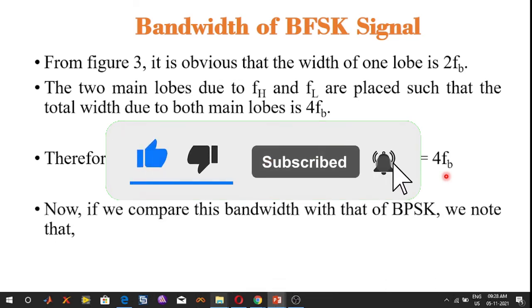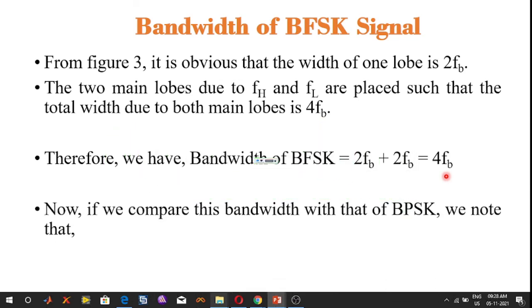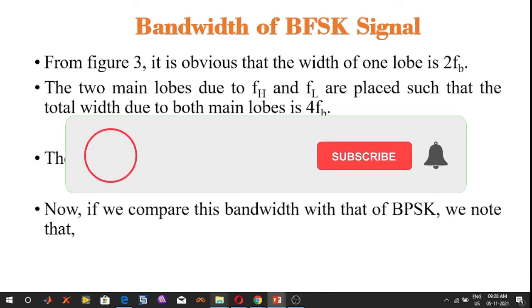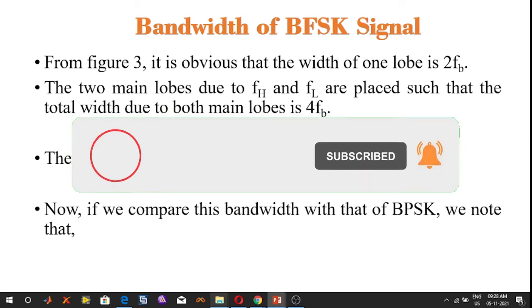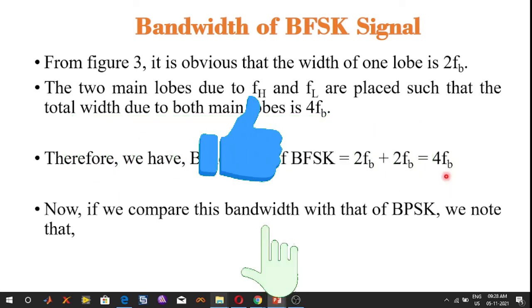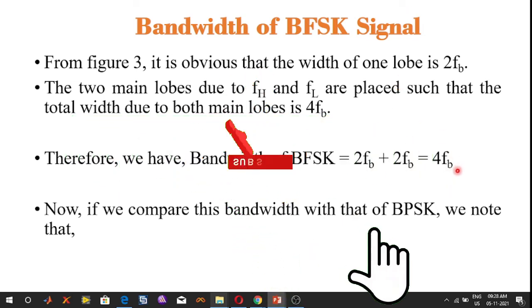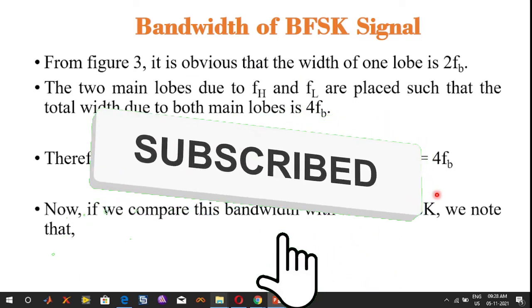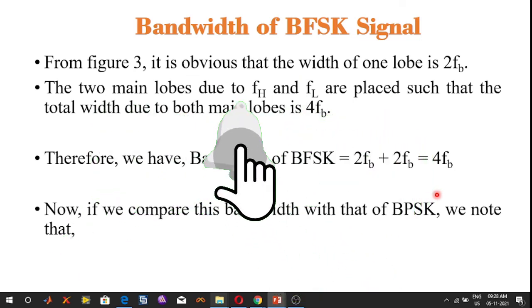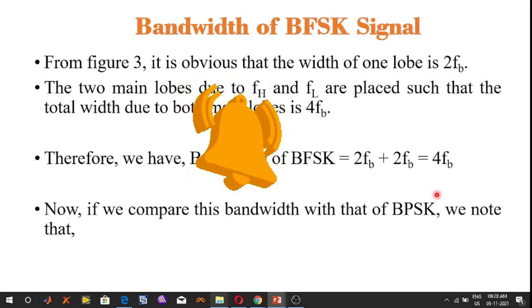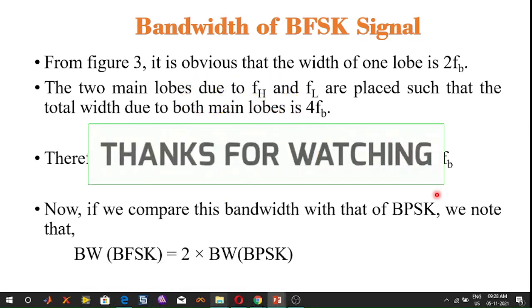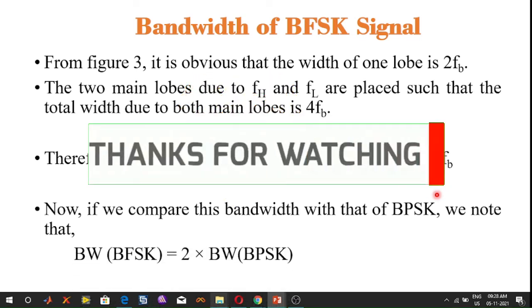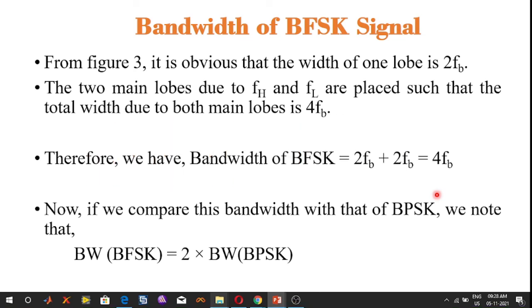If we compare this bandwidth with that of the binary PSK signal, the bandwidth of the binary PSK signal is 2fb and the bandwidth of the binary FSK signal is 4fb. So therefore, comparing the bandwidth of the binary FSK signal and the binary PSK signal, we get that the bandwidth of the binary FSK signal is 2 times the bandwidth of the binary PSK signal.